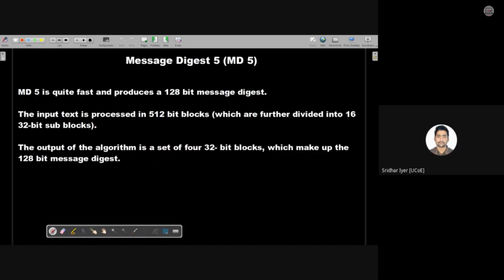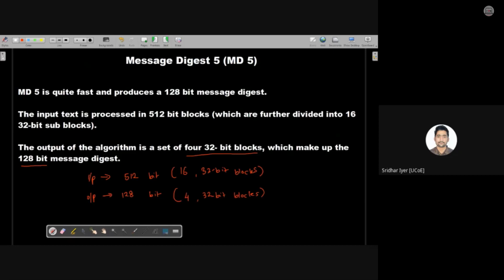Next, the output of the algorithm is a set of four 32-bit blocks which make up the 128-bit message digest. So ultimately, you can assume that the input is of size 512-bit block and the output will be of size 128-bit. Yes or no? Fine. You can write it like this: the input is 16 32-bit blocks, and the output is 4 32-bit blocks. Now I hope this will make sense.